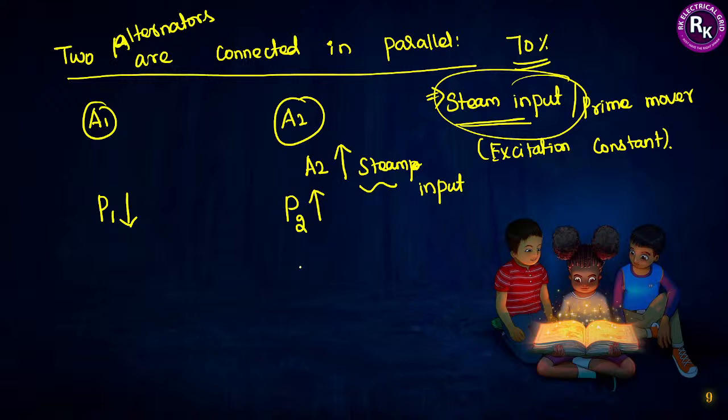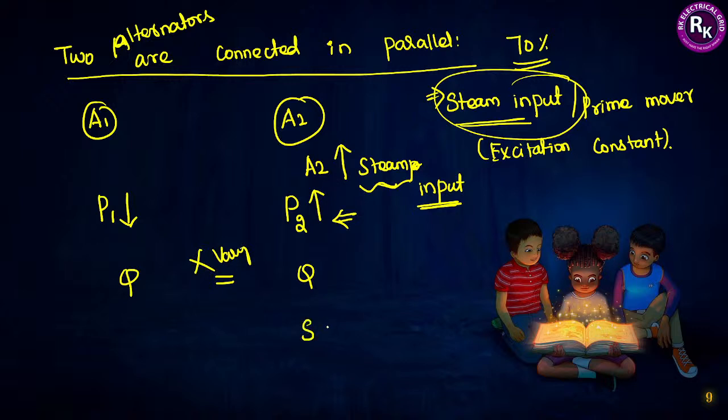In the same fashion, if you observe the reactive power, since I am changing only the steam input, and steam input deals only with real power, it will not touch reactive power. So the reactive power of both machines will remain the same. They will not vary. There are no changes.